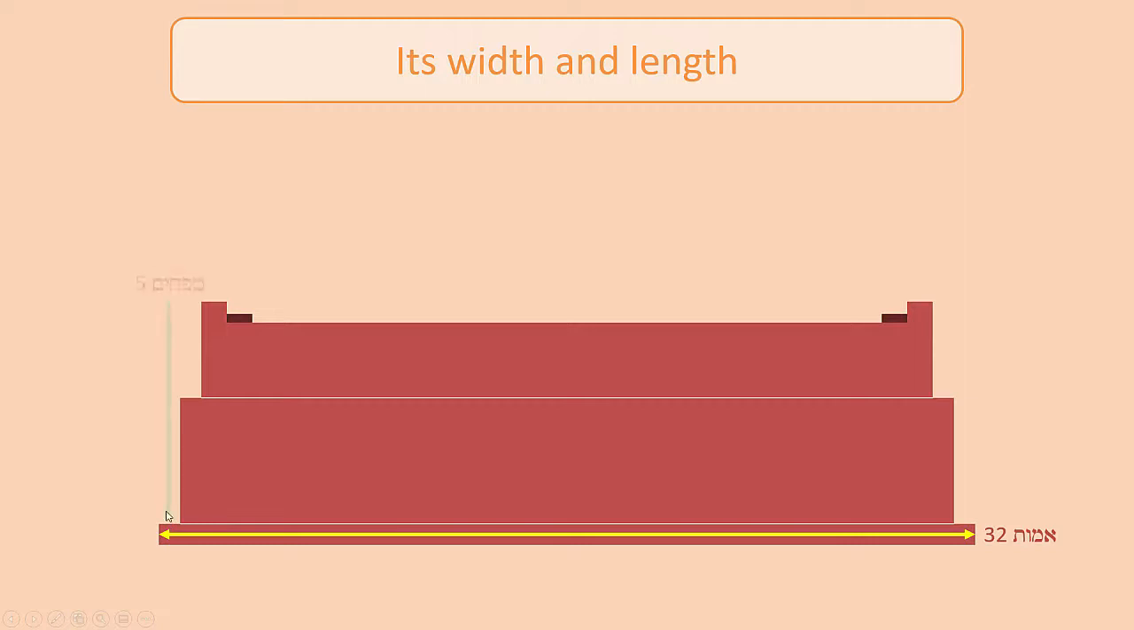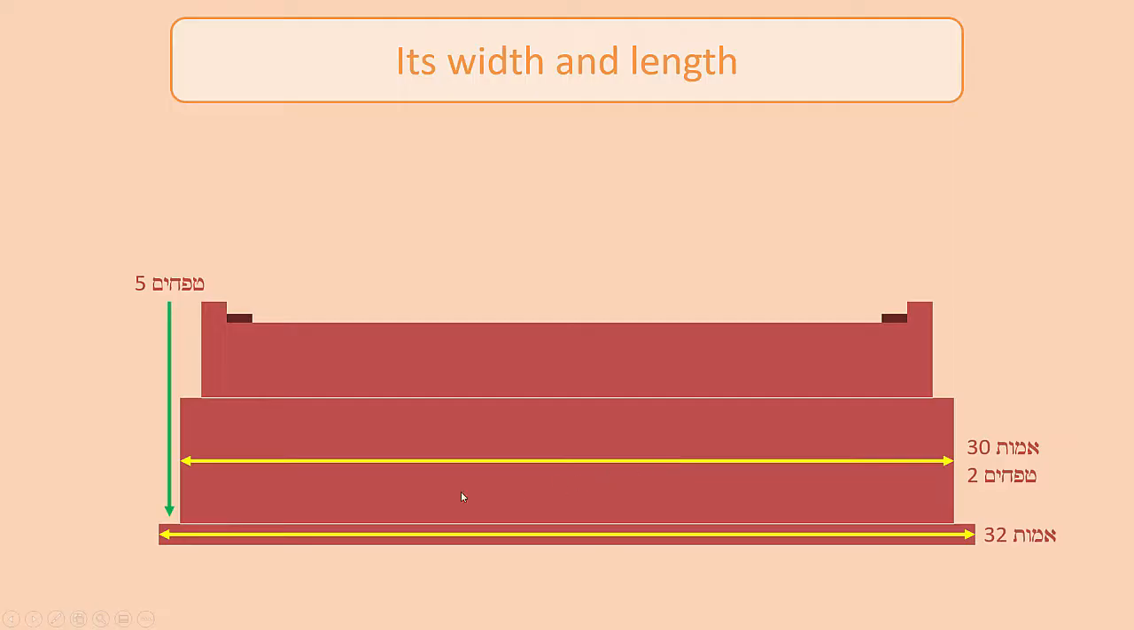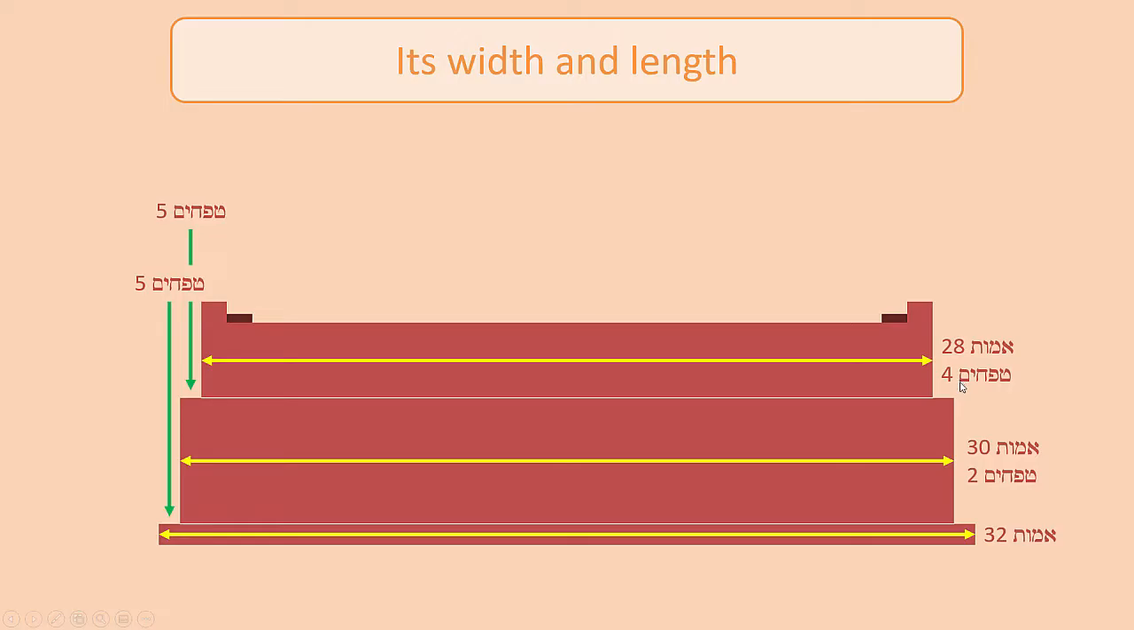Now, the Yesod itself went in with 5 tfachim, which is a tefach less than an amma, because an amma is 6 tfachim. So that means what's left over here is 30 amas and 2 tfachim, because we go down almost an amma on each side, which would be 30 amas, but it's minus 1 tefach, so there are still an extra 2 tfachim. And then we move on to the Seiviv over here. The Seiviv is also 5 tfachim, so the next section is 28 amas and 4 tfachim.